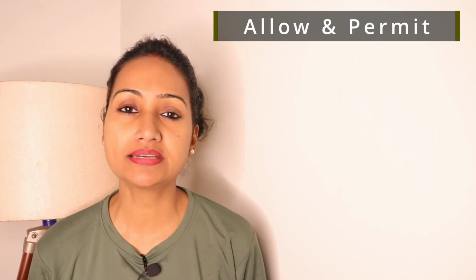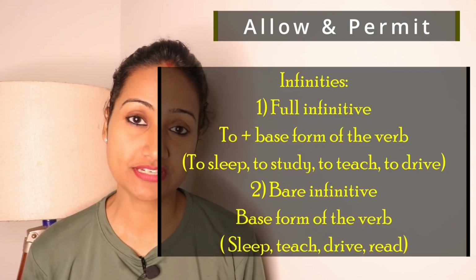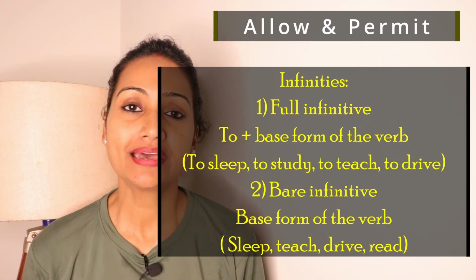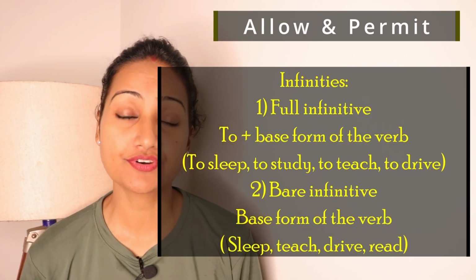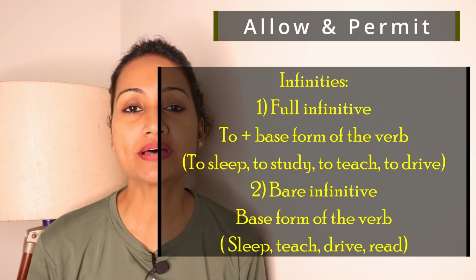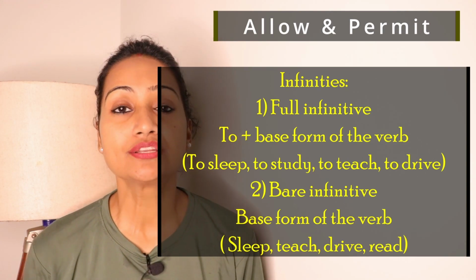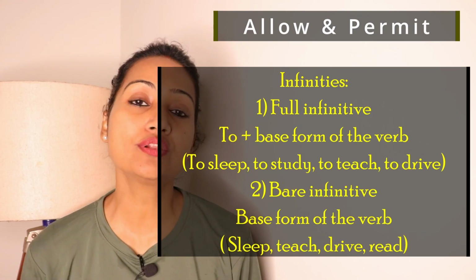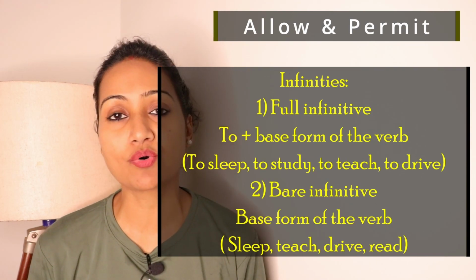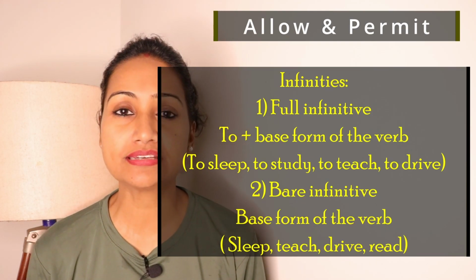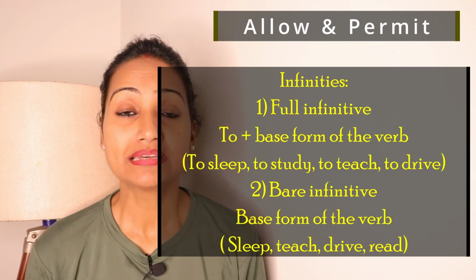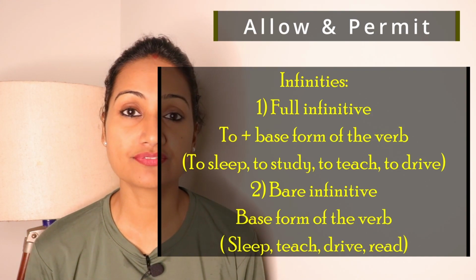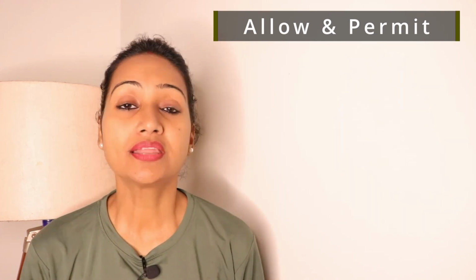Just to give you a little idea about infinitives, there are two types. One is full infinitive and the second one is bare infinitive. Full infinitive is to plus the base form of the verb. For example, to sleep, to study, to teach, to drive. These are all full infinitives. Bare infinitive is the base form of the verb: sleep, teach, drive, read, etc. In this structure we use full infinitive, that means to and the base form of the verb.